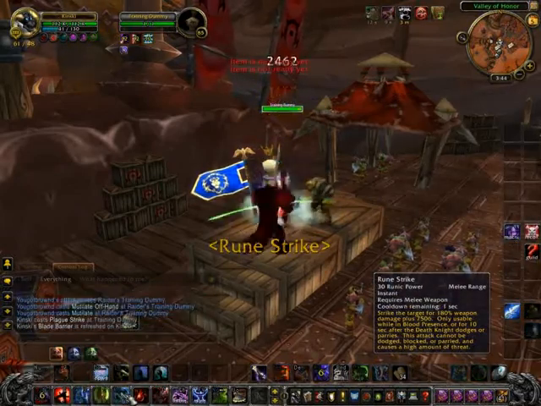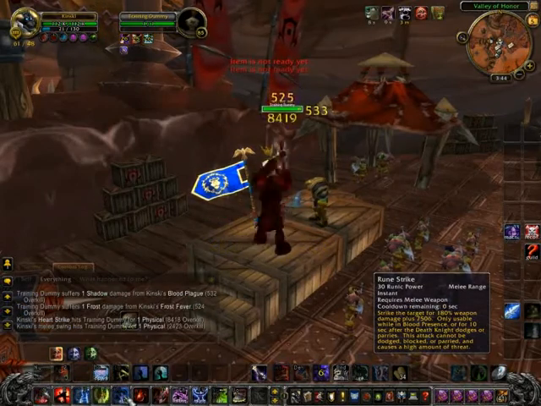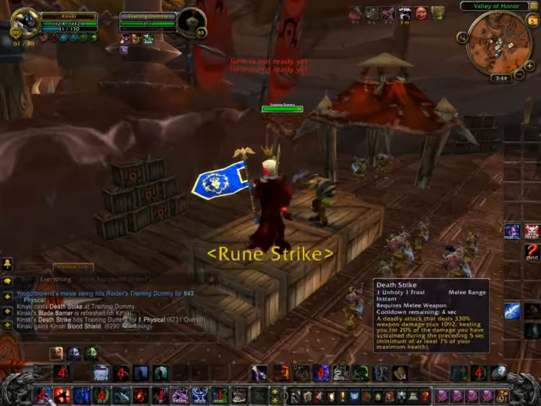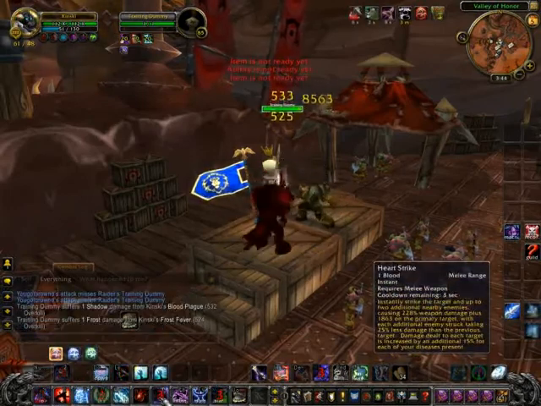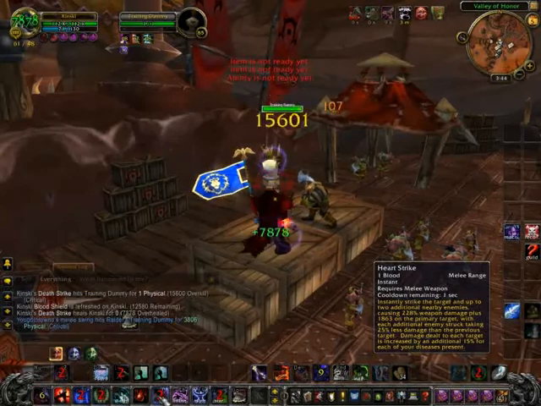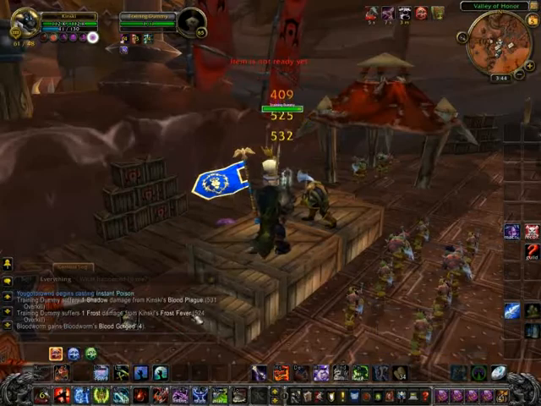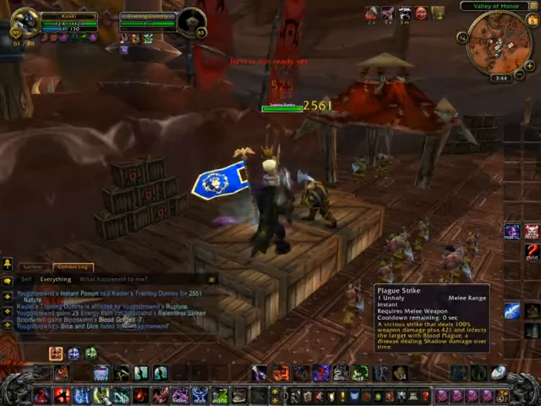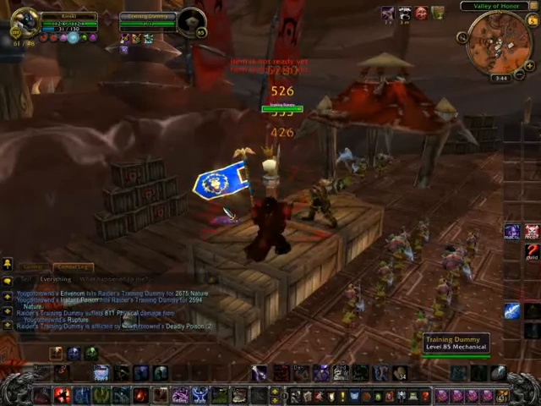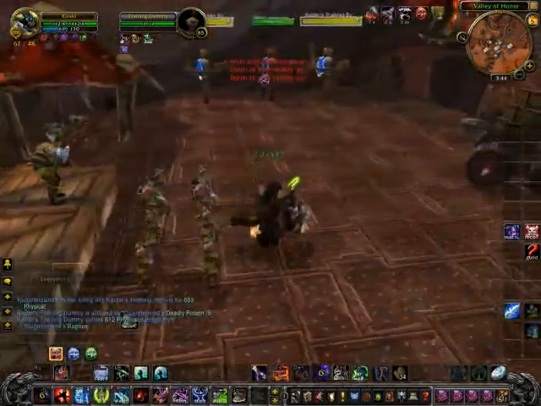Now again, as we mentioned, the abilities that you use at any given point in time are dependent on the situation itself. If you need to generate threat, you'll want to use Rune Strike. If you need to heal, you'll want to use Death Strike. In an AOE situation, if you need to hit multiple targets, you'll want to use Heart Strike. So it depends entirely on the situation. Also, it's really important that you keep your diseases up at all times. And that is the gist of the single target rotation.